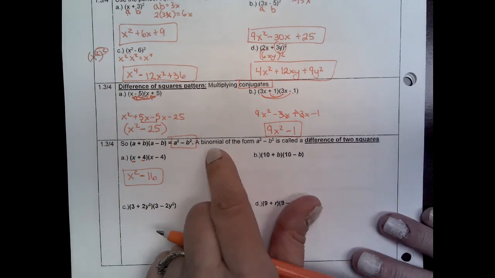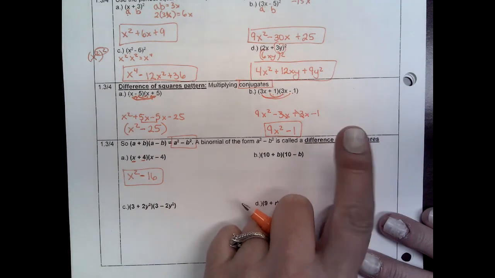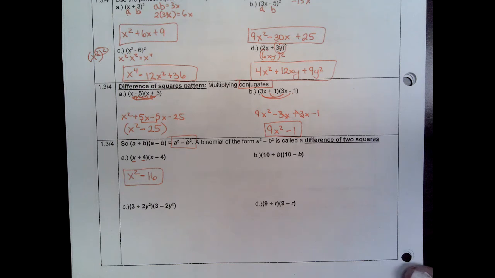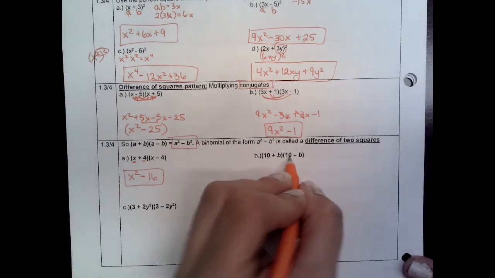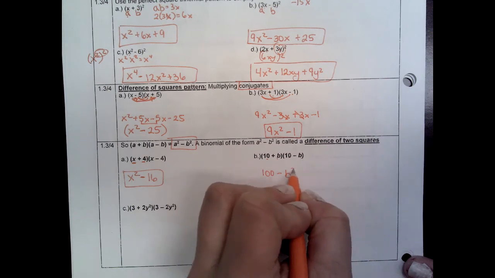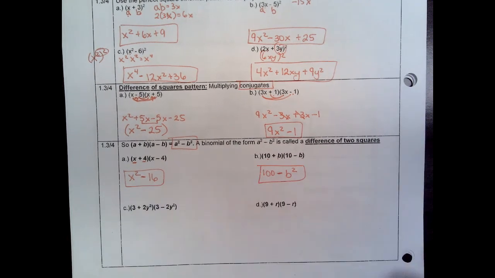This right here is called difference of two squares, and you will use more of this as you progress in math. So make sure that you remember this. Make sure that you notice these patterns. So 10 times 10 is 100. b times b is b squared, and it's always a minus sign between them.